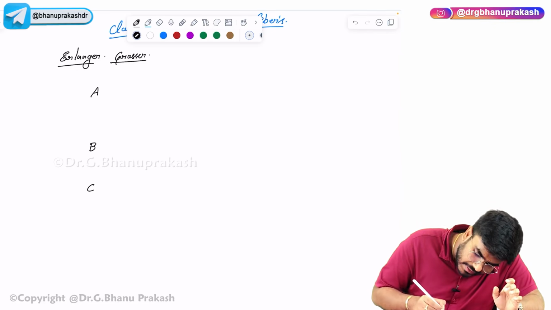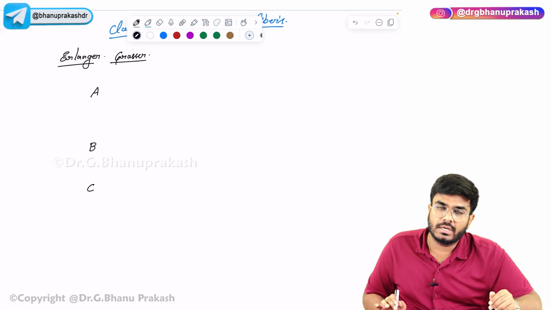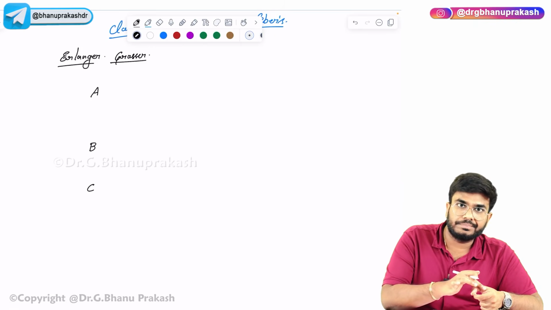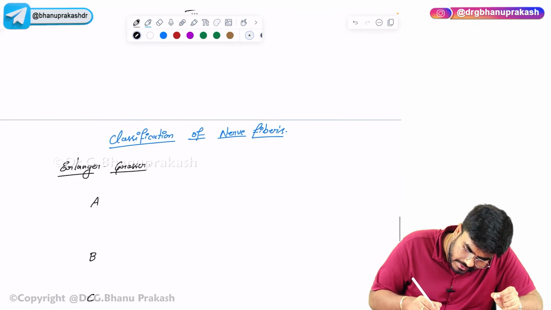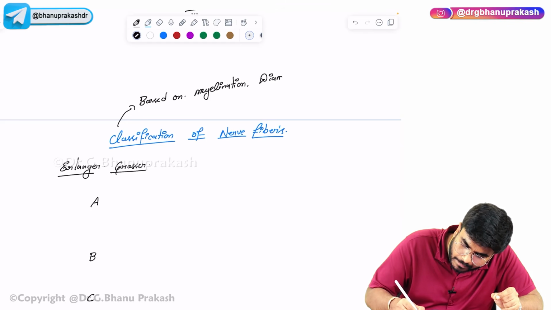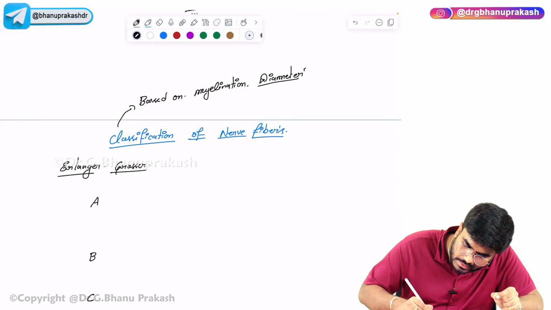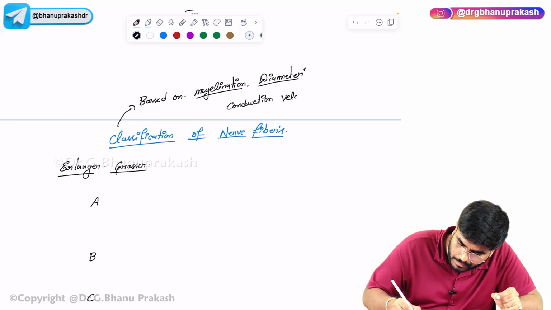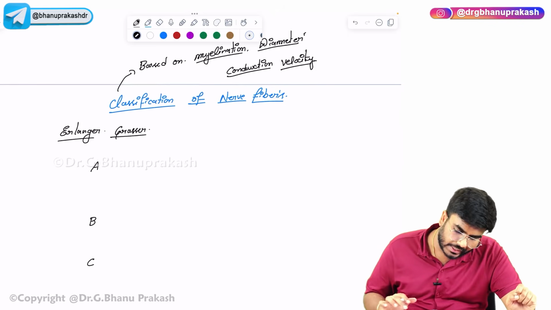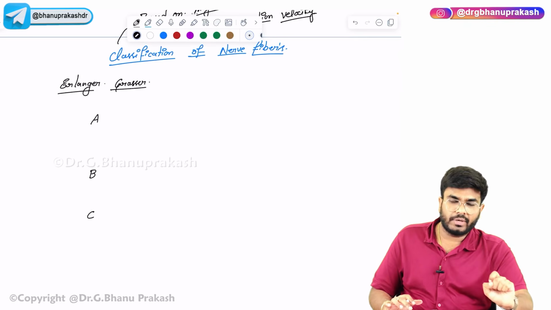Based on what? Based on myelination and based on the diameter of the neurons. So the classification is based on myelination and diameter of axons and conduction velocity. Based on these parameters, the nerve fibers are classified into different types, that is A, B and C.